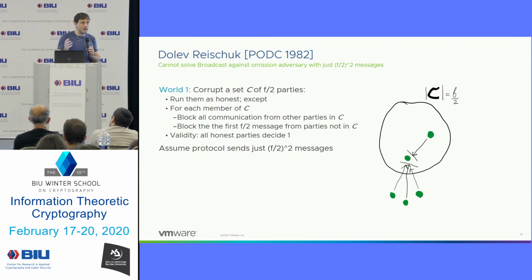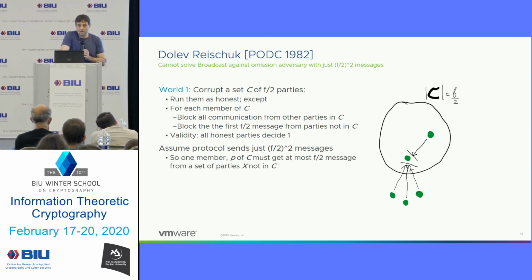Now we're going to use the fact that we're sending few messages and, again, use an averaging argument that says that if there are so few messages, then there has to be some party P that receives at most f over 2 messages. If everybody in C receives more than f over 2 messages, that means that we've sent more than f over 2 squared messages. So this is just a counting argument. Let's focus on this poor node P inside the group C that we corrupted in world 1, which received less than f over 2 messages.